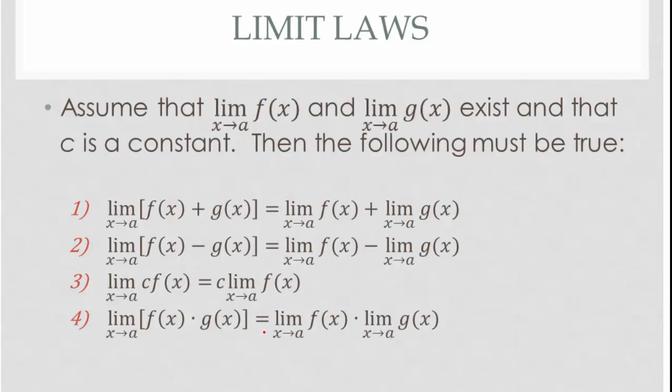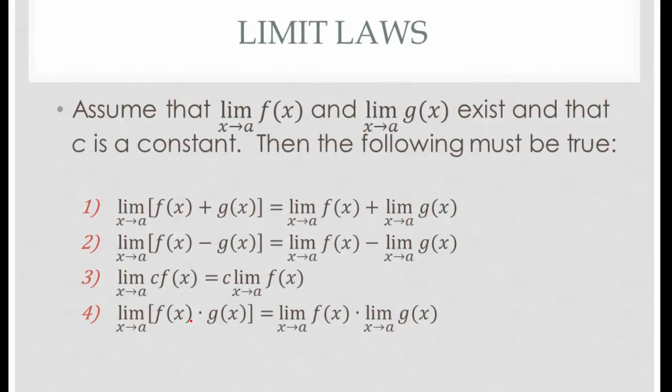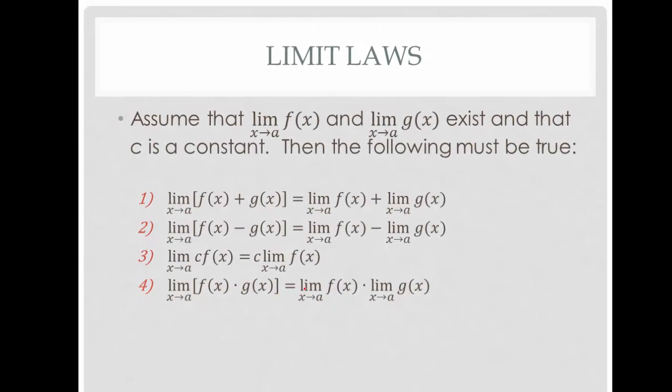The other way to say this is that limits can be split across addition by number 1, across subtraction by number 2, across multiplication by number 4, and then number 5 is going to allow us to split limits across division. For the limit as x approaches a of a quotient, you can take the limit of the numerator separate from the limit of the denominator.